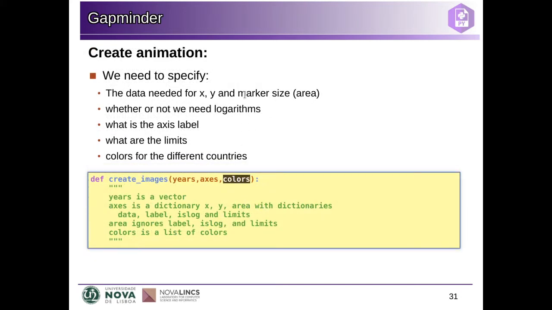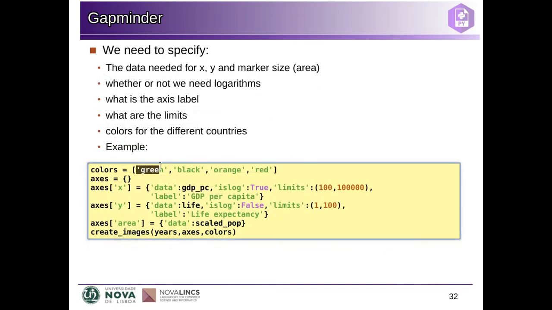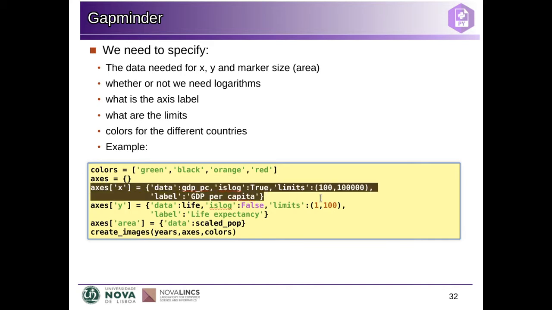So the colors here will be a list like this. We want green for Portugal, black for Germany, orange for Spain, and red for China. And now we create this dictionary where the X entry, so what goes into the X axis, is the data, the per capita gross domestic product, the one we computed before. We set the islog entry to true so that the axis is on a logarithmic scale. And we provide these limits between 100 and 100,000 for the chart. And this is called GDP per capita for the x-axis.